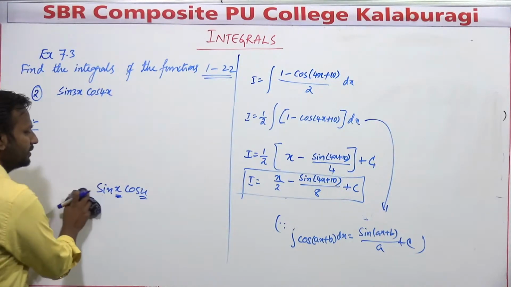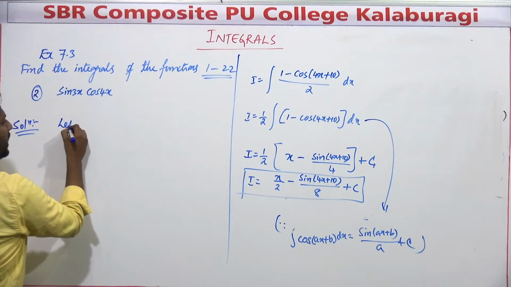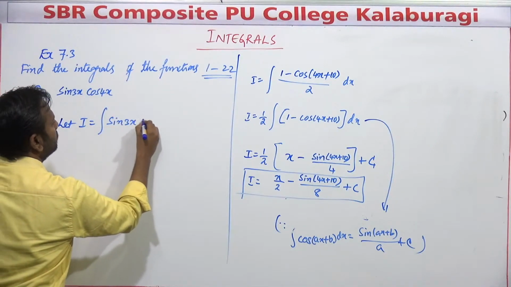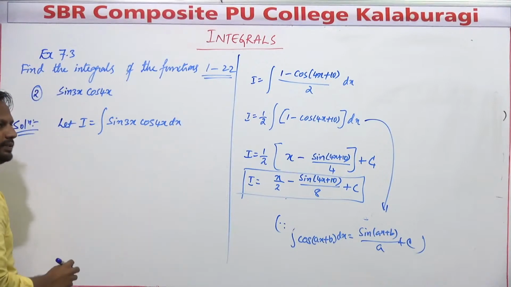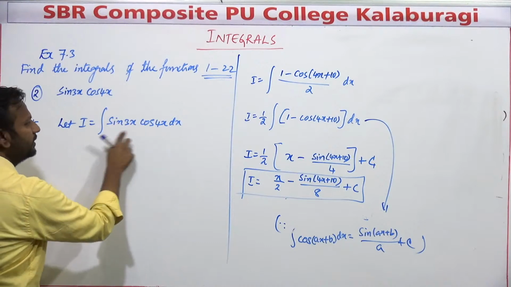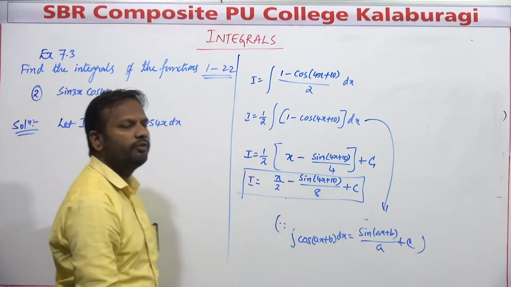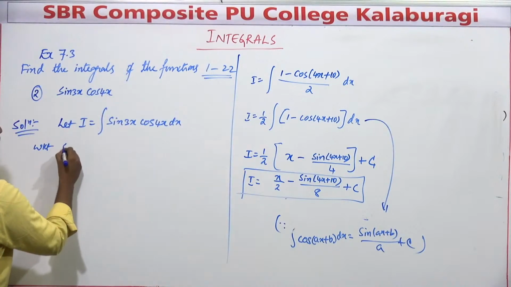So for these, what do we have to do? We have to go for the trigonometric formulas. Whatever it may be, consider it as I. Just see the integrand here. It looks like sin and cos. So which trigonometric formula should I use now? I should use this formula. You should remember all the formulas.